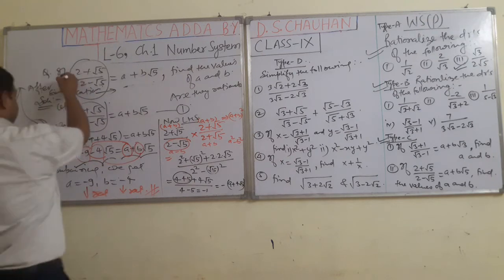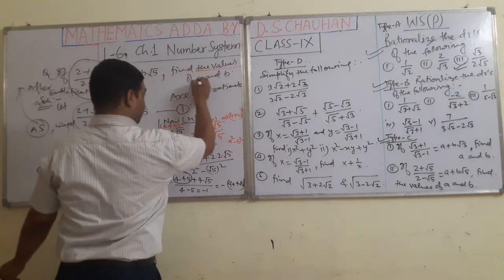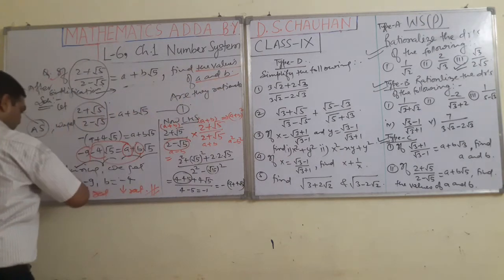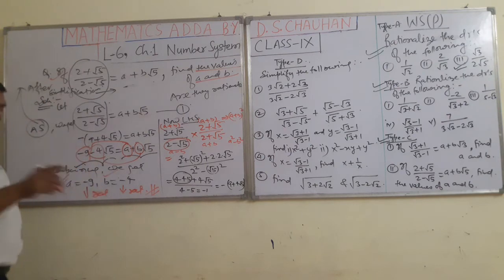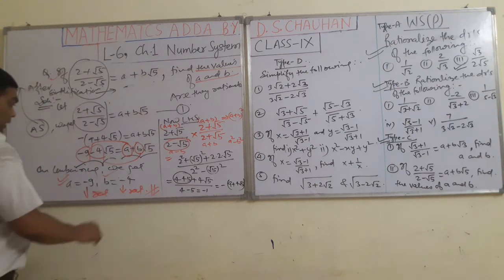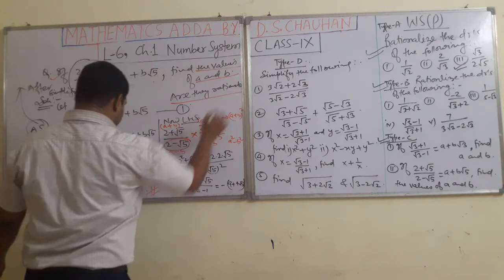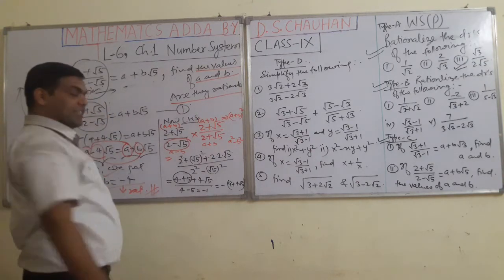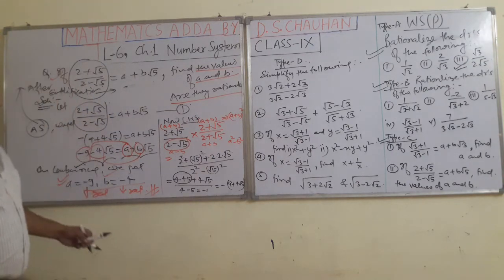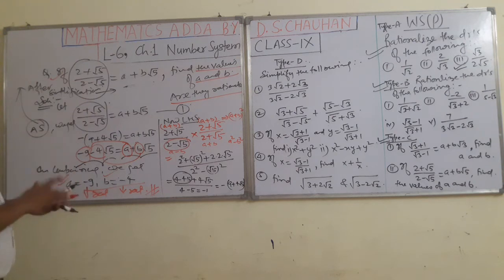So here in this question it has been asked to find the values of a and b. So the values of a and b are minus 9 and minus 4 respectively. And here, are they rational? Yes, both are rational. I hope it is clear to all of you. Okay students, now see some more questions. Try to understand.